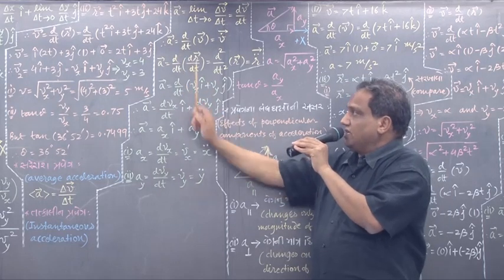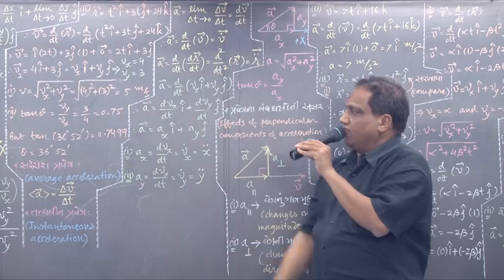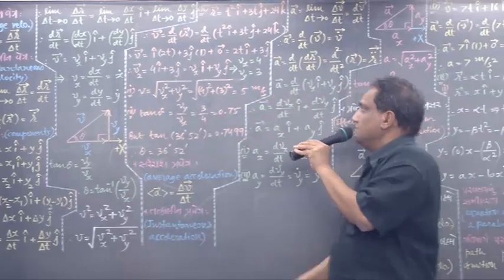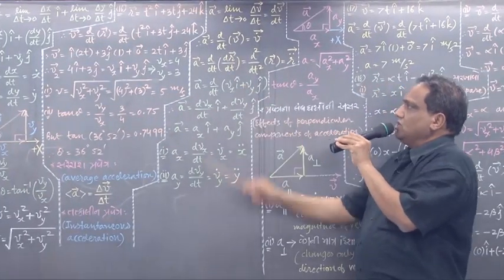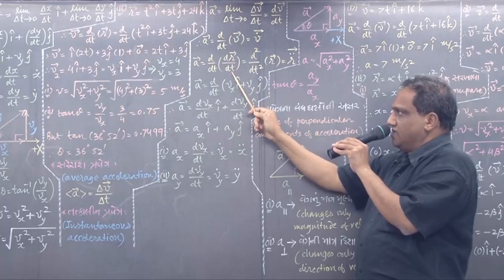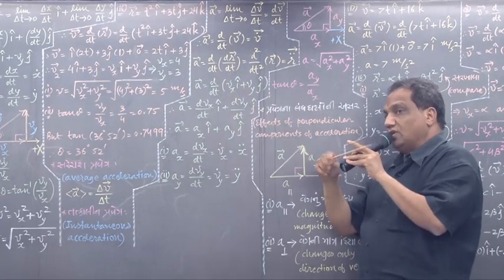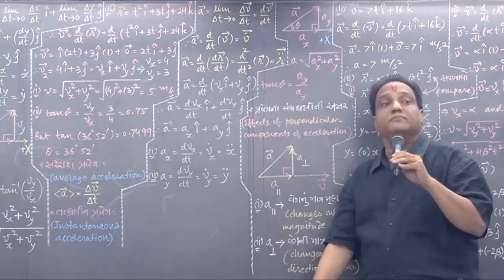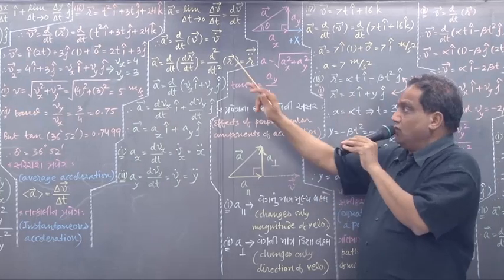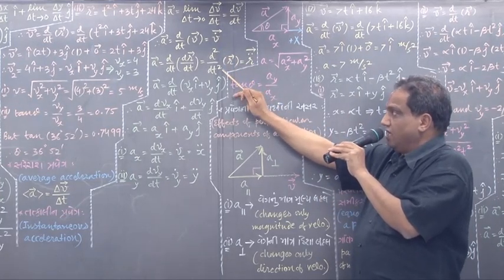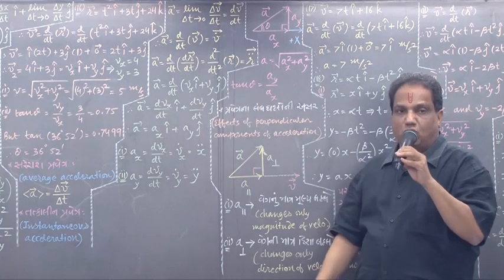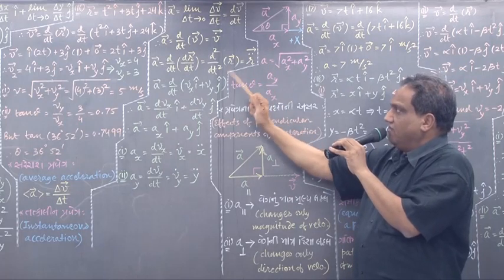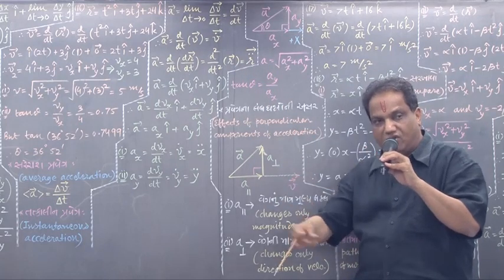Look, vector A is d by dt of a vector v. But vector v itself is how much? d by dt of a vector r. So this is the derivative of vector r taken once and this is taken a second time, so totally two times. That's why I'm writing here d2 upon dt square. Everybody must speak here 2 only and here square only: d2 upon dt square of a vector r. So this is the second order time derivative of the position vector.